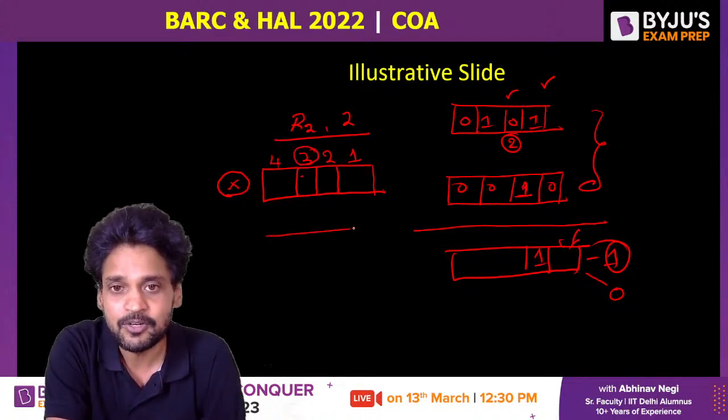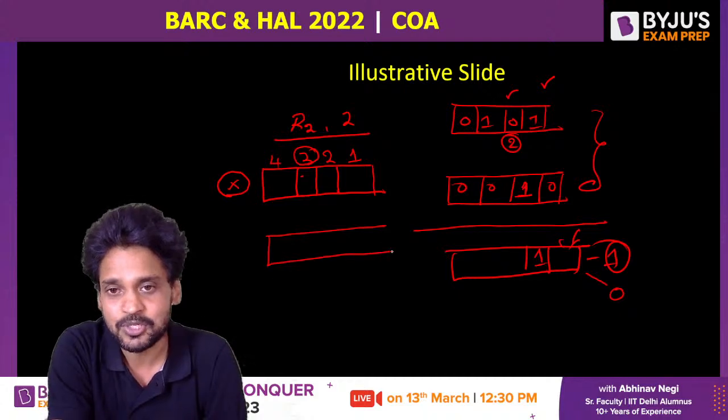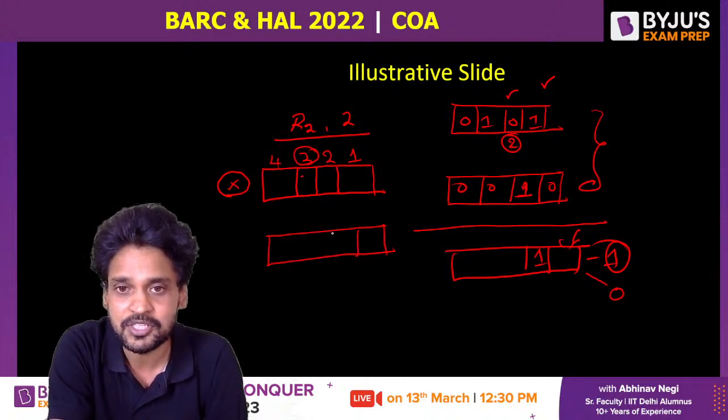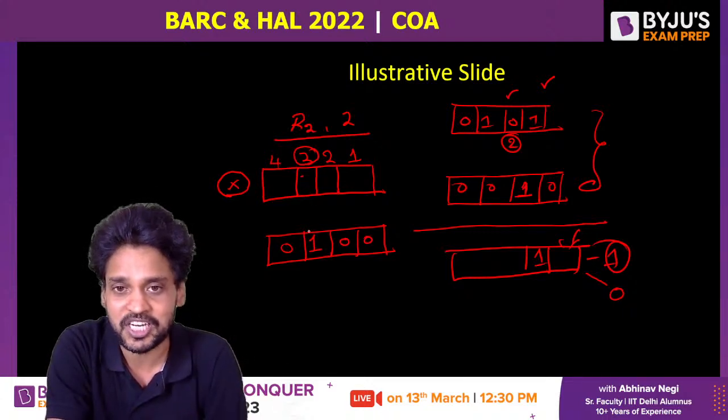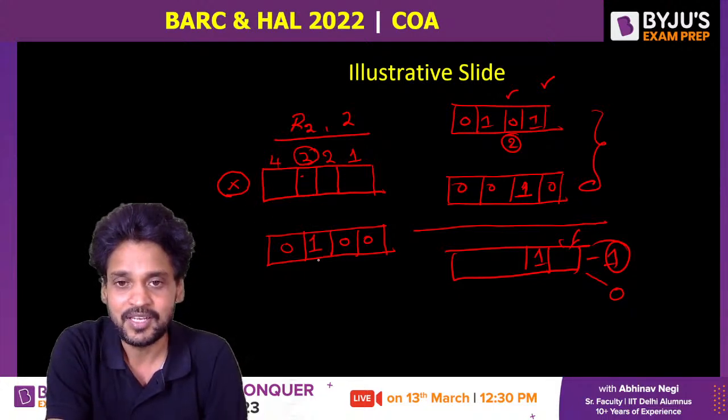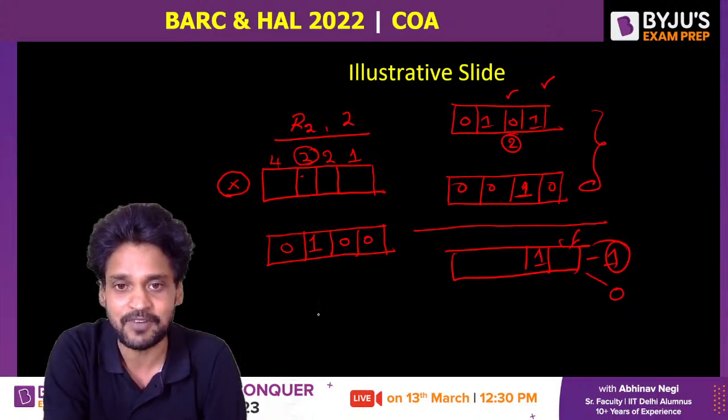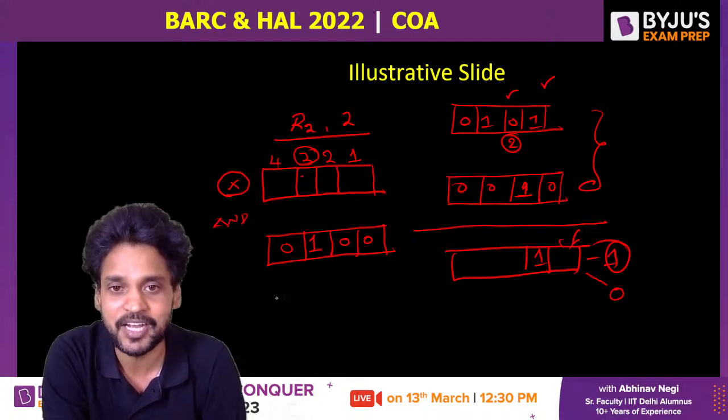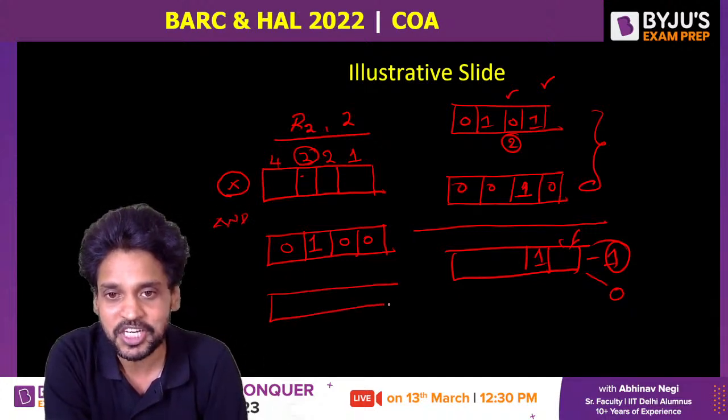For that, you will take a mask register. What is a mask register? In the mask register, all will be 0, and you will insert 1 exactly at the position where you want to check. In the third bit position, you already inserted 1. Now you are going to perform an AND operation between the X register and the mask. Did you get it?